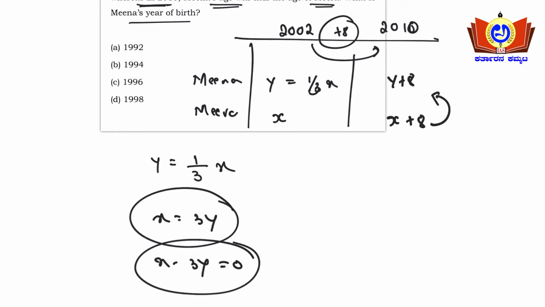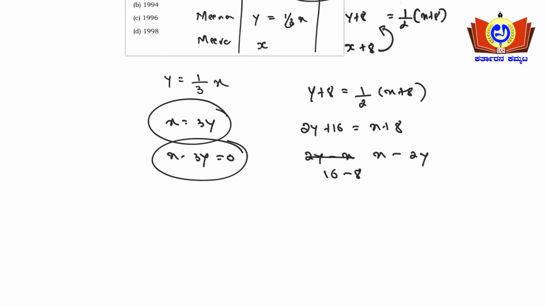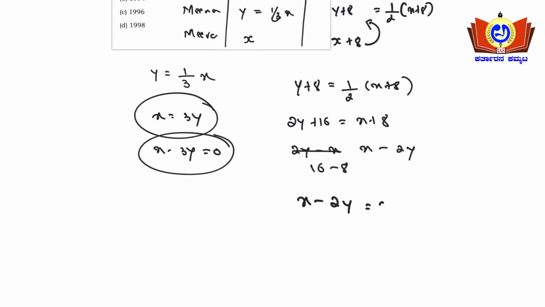So in 2010, Meena's age will be half of the age of Meera. So y plus 8 will be equal to 1/2 into x plus 8. Yes or no, my dear friends? This is the second equation. This 2 will be coming here, so 2y plus 16 equals x plus 8. So x minus 2y will be equal to 16 minus 8. So x minus 2y equals 8.